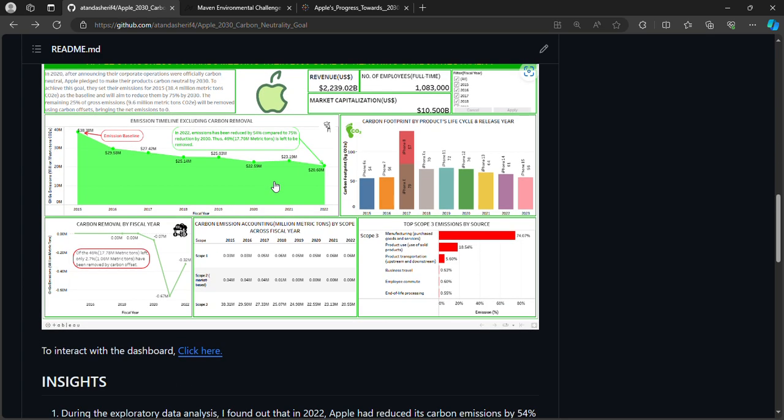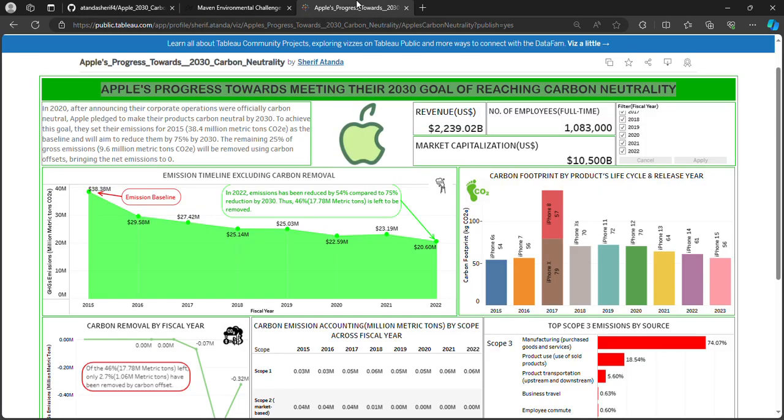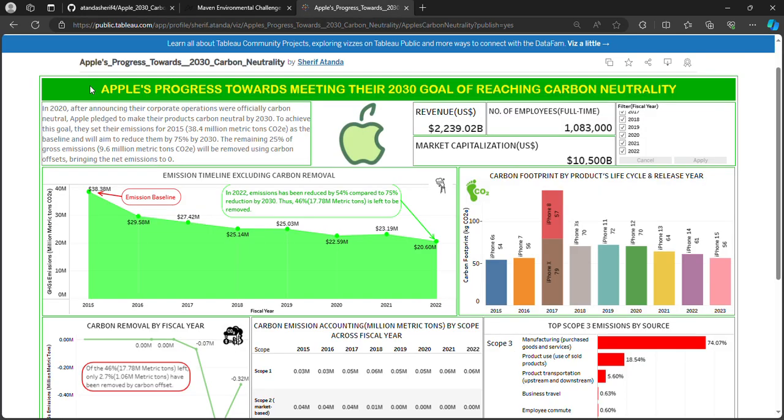I'll be moving to Tableau Public. Tableau Public is where this visual can be interacted with. Instead of me clicking here, I already opened the page. This is the dashboard that is showing Apple's progress. Over here where my cursor is, is a brief overview of what the project is about.